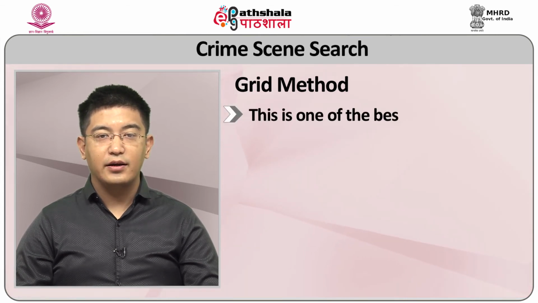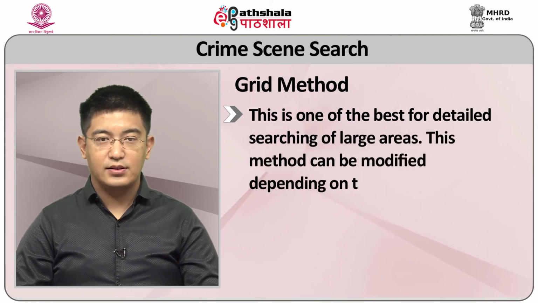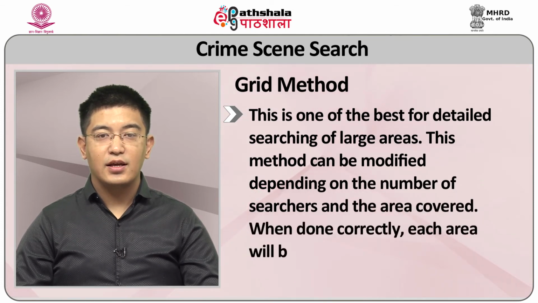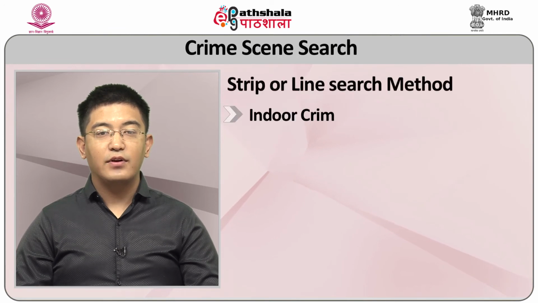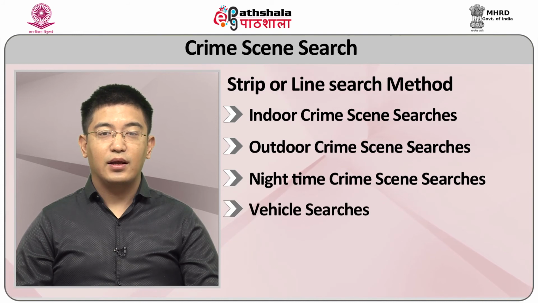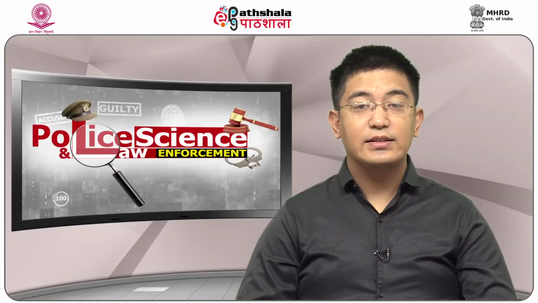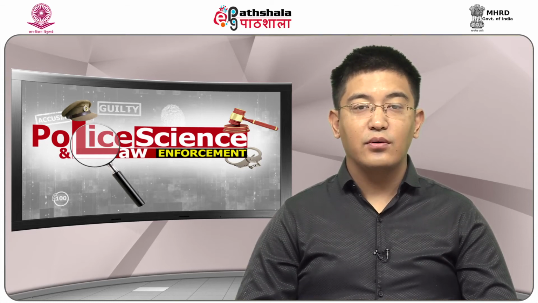Fourth method is the grid method. This is one of the best for detailed searching of large areas. This method can be modified depending on the number of searchers and the area covered. When done correctly, each area will be searched twice. Searching of different types of crime scenes, different methods need to be implemented at different types of crime scenes. Indoor crime scene searches. It is generally recommended that at least 2 officers search an indoor crime scene.